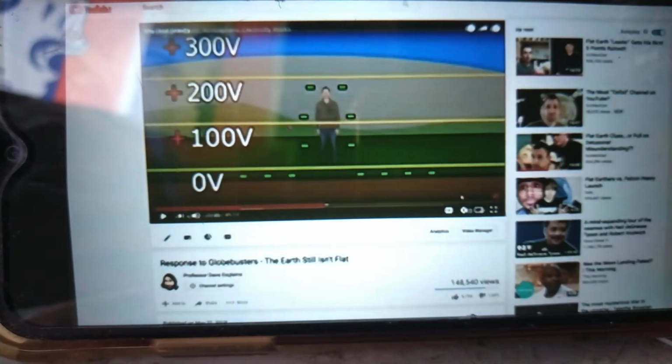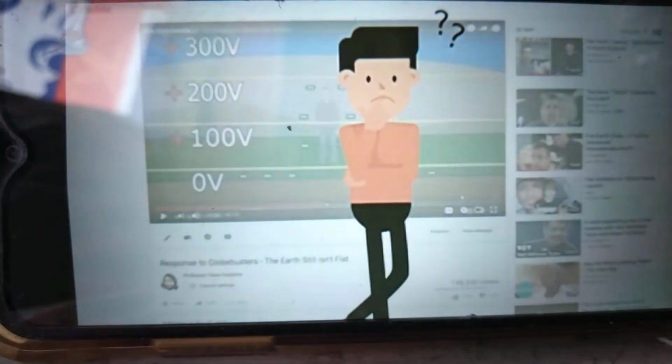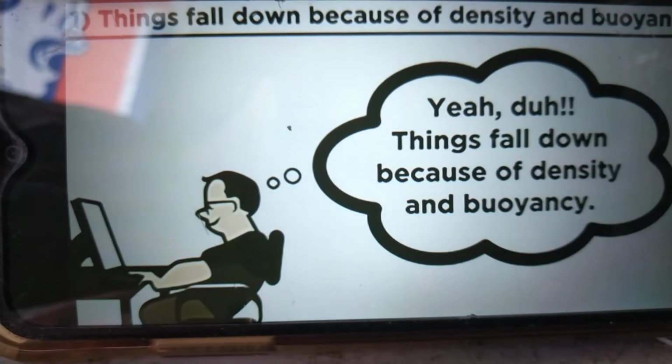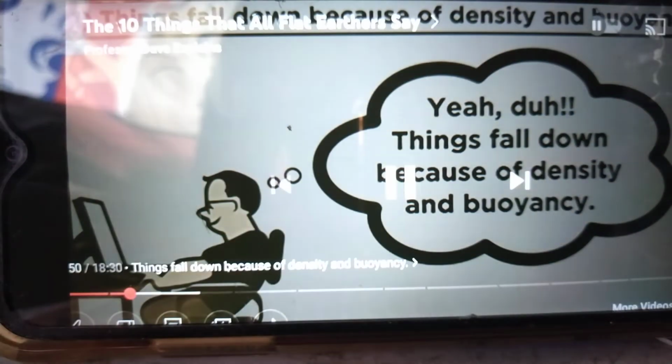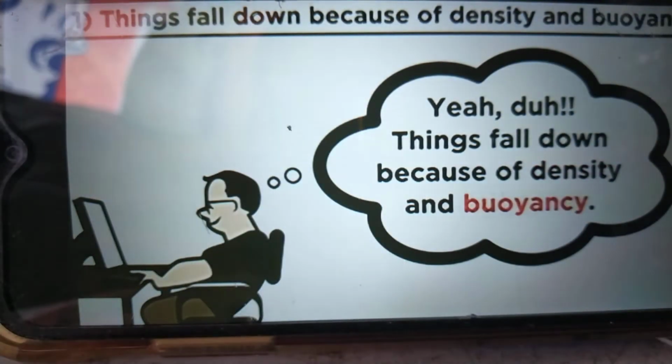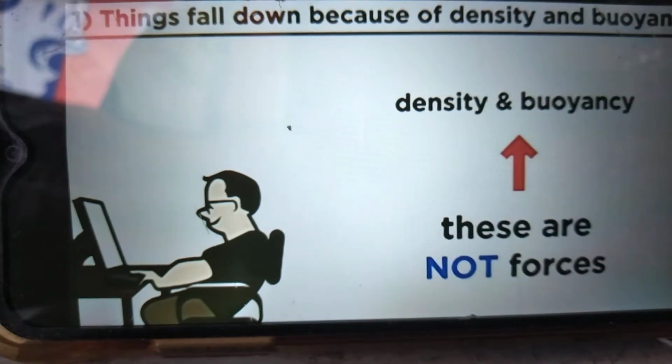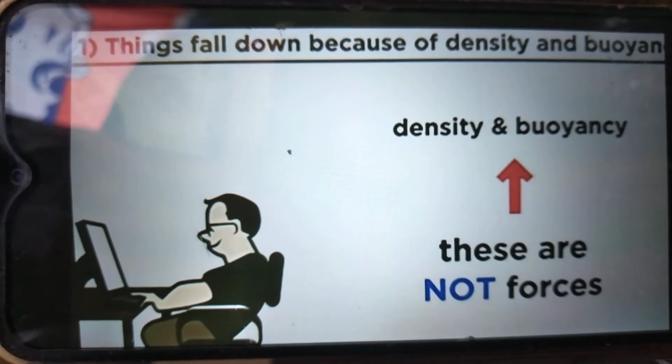Even charlatans like the globe busters accept at least this much, which is why they go off on their rants about magnetic magic, as you may have seen in my previous video. But quite comically, most flat earthers don't even do this. Most of you address this problem by simply listing two words: density and buoyancy. Well, I hate to break it to you guys, but these are not forces.